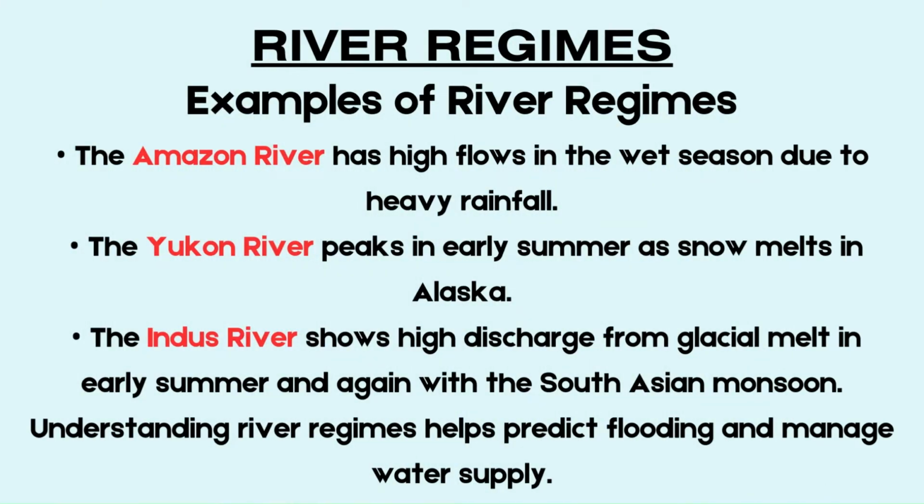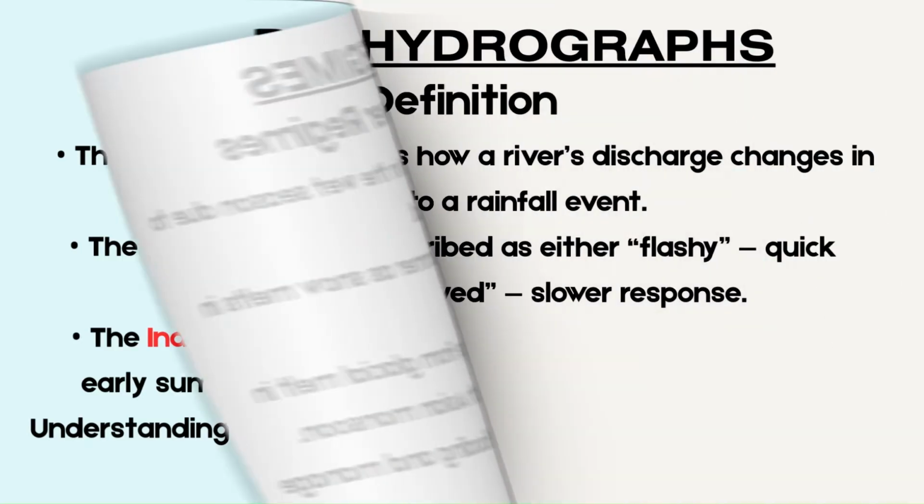Examples of river regimes are the Amazon River, which has high flows in the wet season due to heavy rainfall. The Yukon River peaks in early summer as snow melts in Alaska. The Indus River shows high discharge from glacial melt in early summer and again with the South Asian monsoon. Understanding river regimes helps predict flooding and manage water supply.